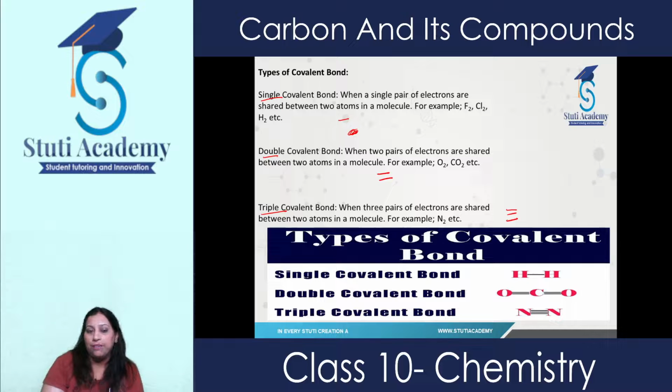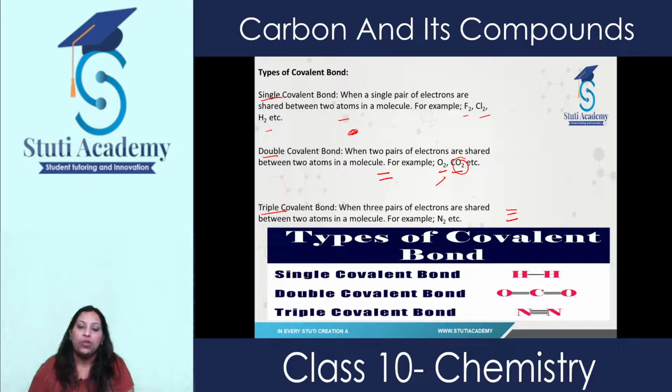Now there are certain examples in which we can see these different types of covalent bonds. If we take the examples of fluorine, chlorine and hydrogen, there is only sharing of a single pair of electrons. We'll study them in detail. And for the double covalent bond, we have oxygen and carbon dioxide. Carbon dioxide is a compound and oxygen is an element. In both cases, we can see double sharing of electrons, which is why it's a double covalent bond. Third, nitrogen is an example of a triple covalent bond.